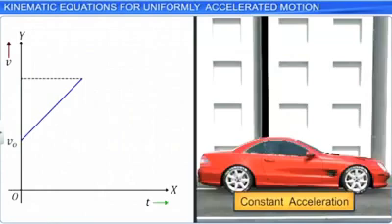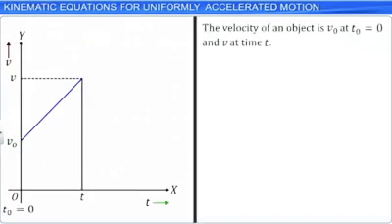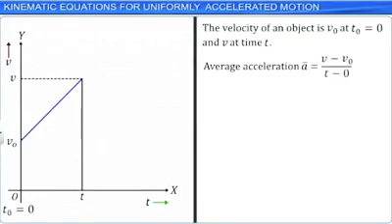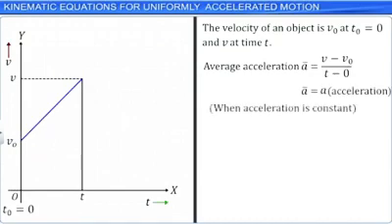The velocity of an object is v0 at t0 equal to 0 and v at time t. Average acceleration, a dash, is the ratio of the difference between v and v0 and the difference between t and 0. The value of a dash is equal to acceleration when acceleration is constant. By cross-multiplying and rearranging, we get the value of velocity as the sum of v0 and the product of a and t. This is equation 1 of motion.